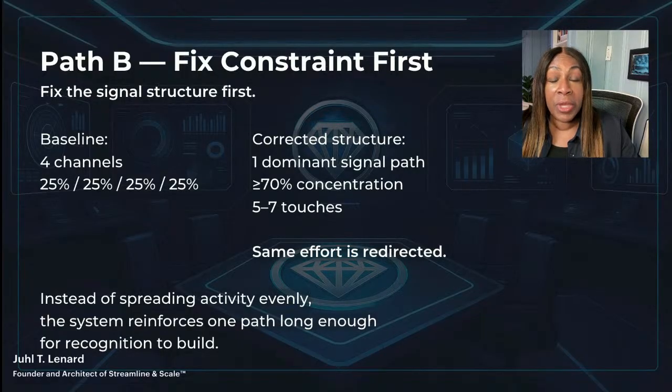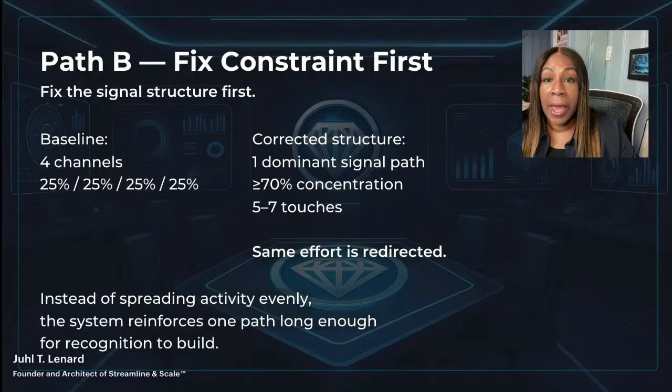Path B is we can fix the constraint. This is what we're looking for, right? We fix the signal constraint, the signal structure first. So we have a baseline, 4 channels, 25% on each channel. But we corrected that structure with 1 dominant signal path, and we allocated 70% of our work to that 1 channel, and we optimized for 5 to 7 touches per prospect. Same effort is redirected to a single dominant channel.